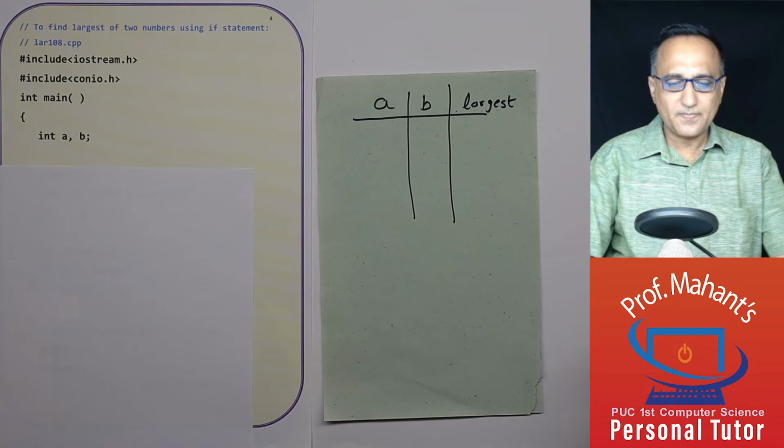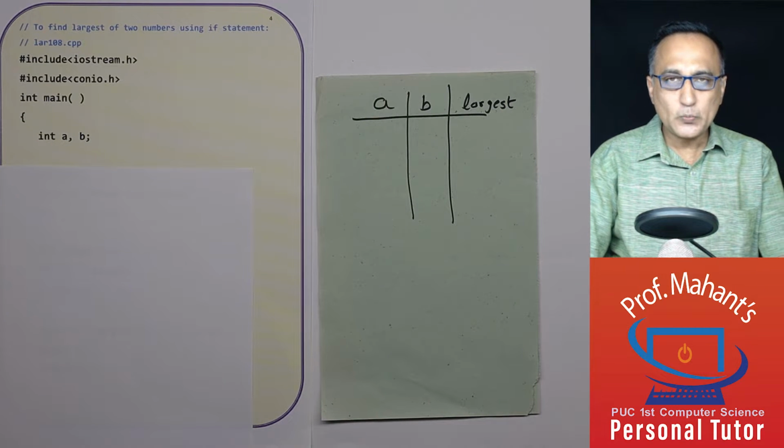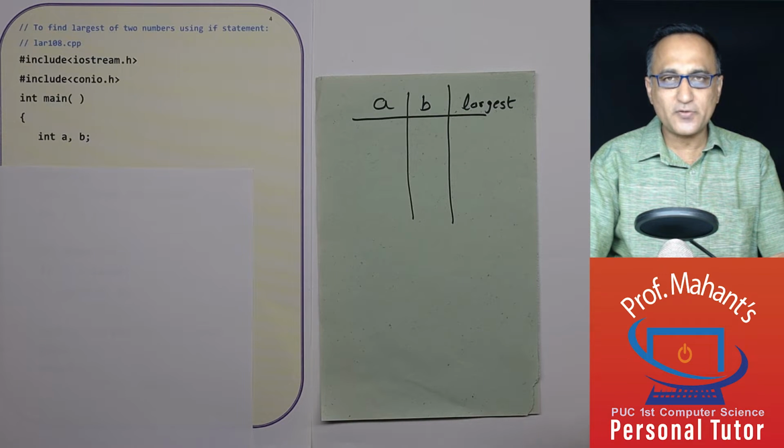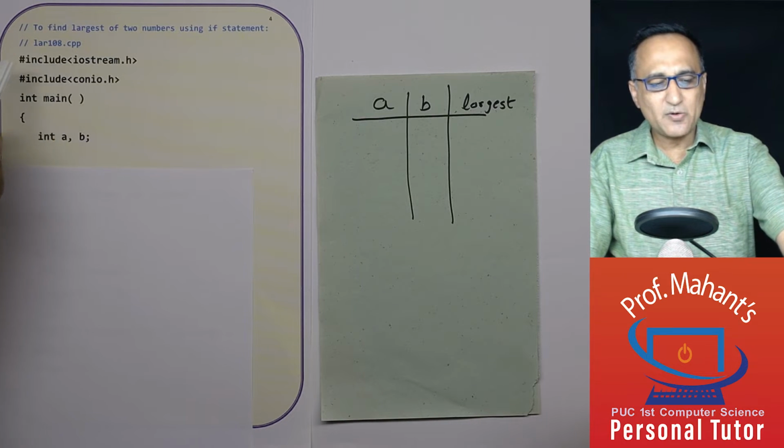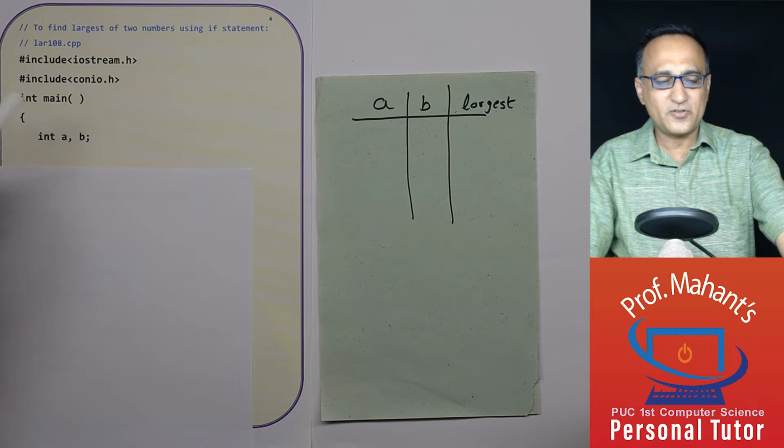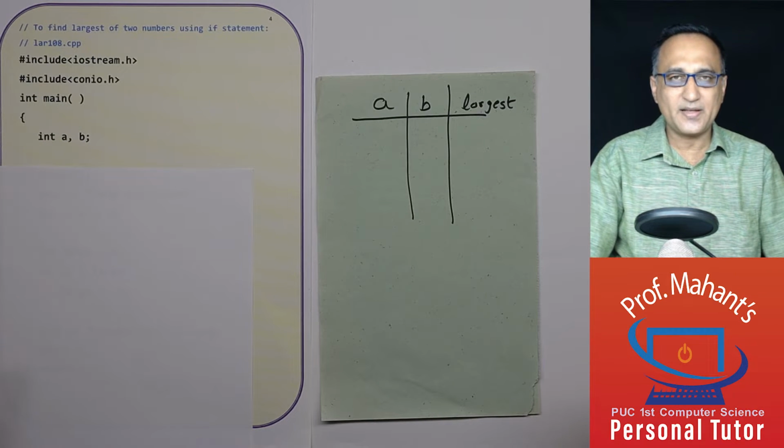In this session, I'm going to explain two programs. The two programs are: number one, how do you find the largest of two numbers using the if statement, and the second program is how do you find the largest, the smallest, and the second largest or second smallest in the same program using the if statement. Every time I'll not be explaining the header file and all this stuff. We'll just be starting from the variable declaration.